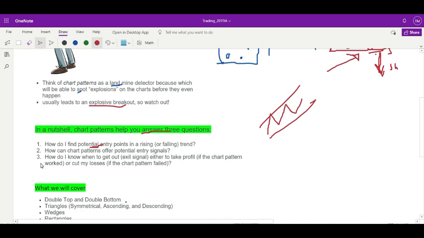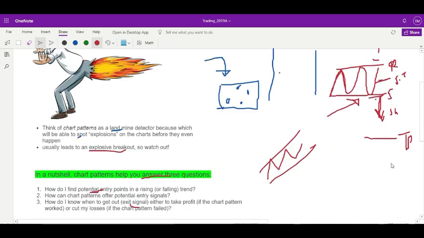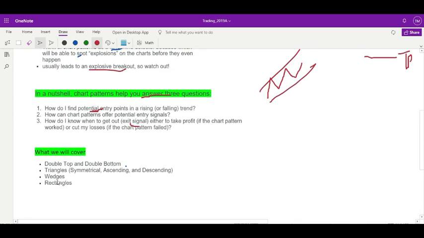The third question is, how do I know when to get out? It should also give you an exit point. So if you are getting in, it should also give you a take profit. Where do you need to take your profit, or where do I need to cut my loss, which means it's an SL, a stop loss. We'll explain in detail. So what are the chart patterns that we'll cover here?